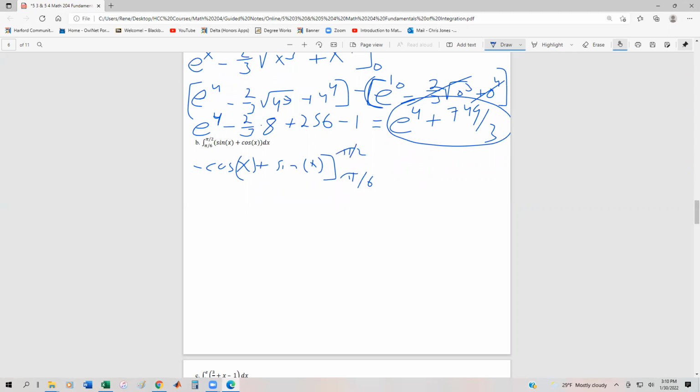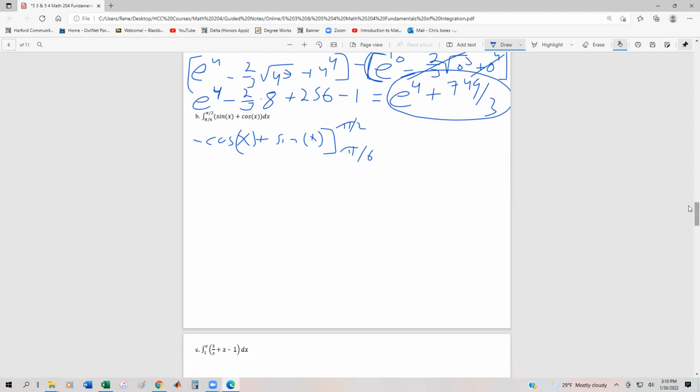Now we're going to substitute pi/2, and then we're going to substitute pi/6 back in and subtract. So we get the opposite of the cos of pi/2 plus sine of pi/2, minus the opposite of the cosine of pi/6 plus the sine of pi/6. Now we have to go back to our trigonometry and remember what happens at pi/2 and pi/6. It might be beneficial for you to have a copy of a unit circle, so you can remember what's going on with this.